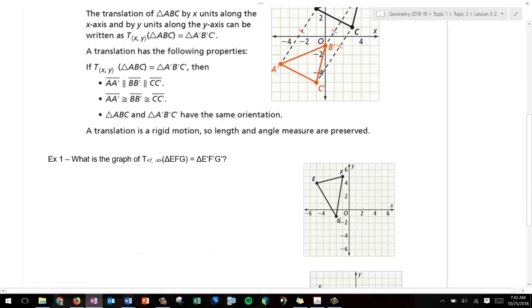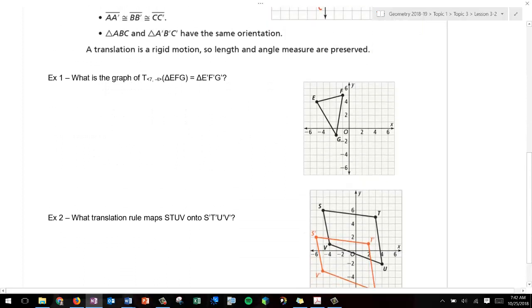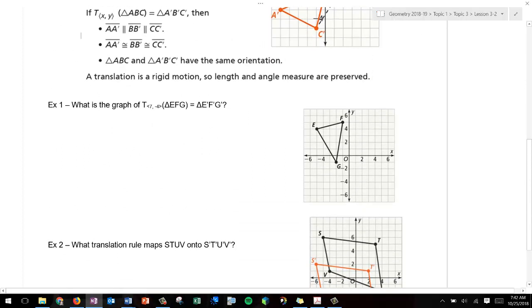So I've got 2 quick examples here. They've given us one where they want us to do the translation, and then the second one, they've given us the translation, and they want us to figure out what the rule is. So here's our rule right here. It's telling us to translate the figure, and then it gives us this bracket of 7, -4. So just like we would read anything else with a set of coordinate points, this is the amount that I want my X to slide.